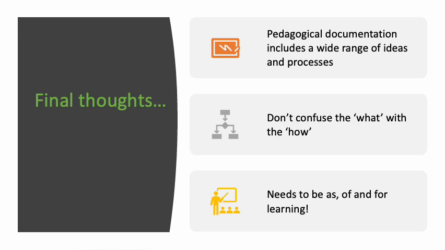Now, our final things. Let's do a quick review. Pedagogical documentation, wide range of ideas and processes. So our floor books, our variety of different formats that we can use for our pedagogical documentation. When we're thinking about assessment and evaluation, don't confuse the what with the how. So what are we assessing and how are we assessing it? Make sure they're different. So we're looking at student spelling, understanding of spelling. How are we doing that?